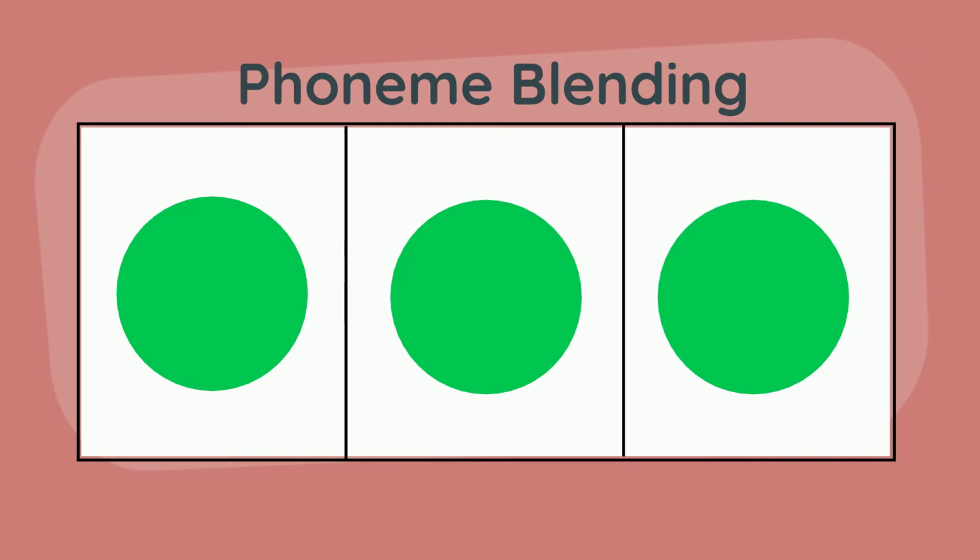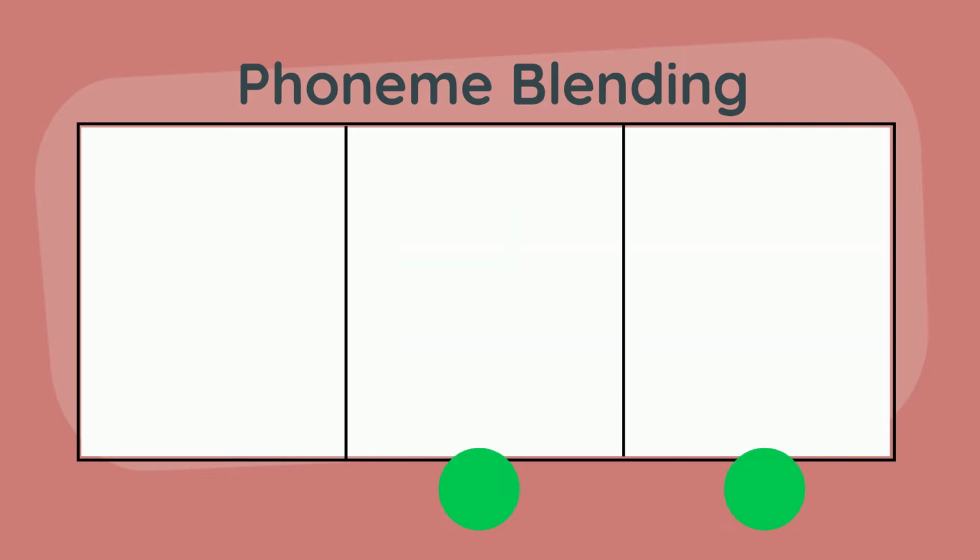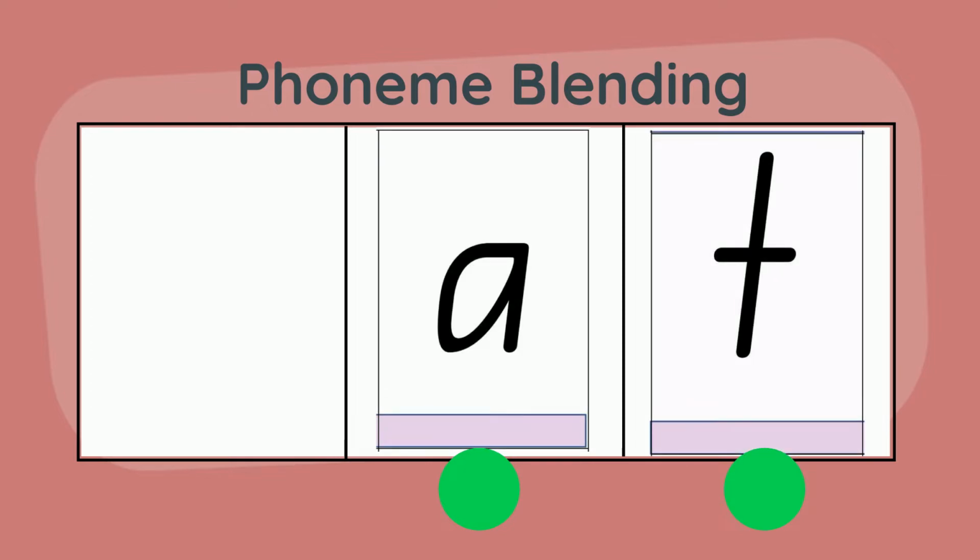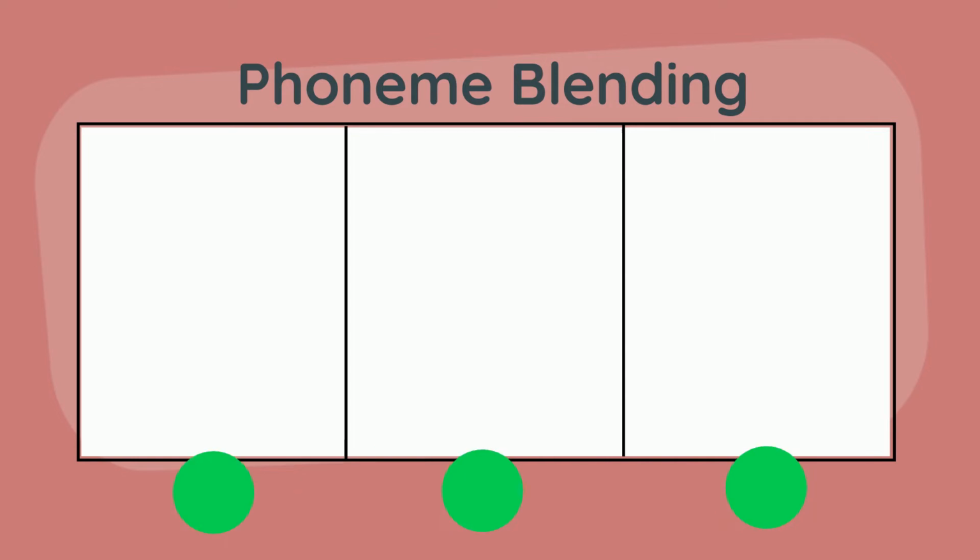Words are made up of phonemes. We are going to blend phonemes to read words. Our first word has two letters, A and T. A makes the sound A and T makes the sound T. So let's blend those together. At. At. I read a word. At.